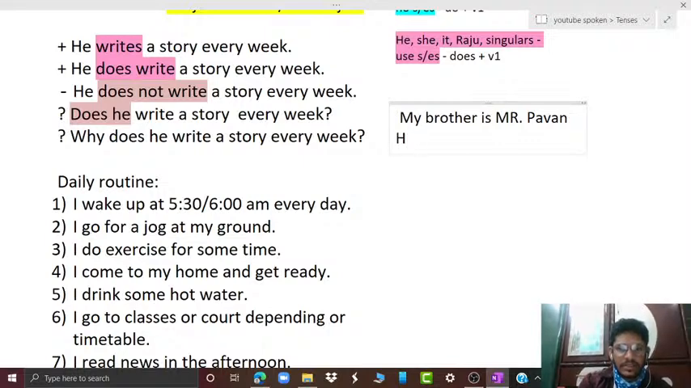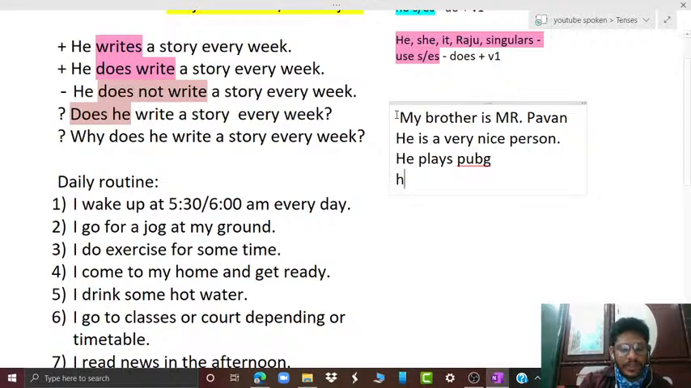He is a very nice person, and the fact is that both of us look very much similar. I and my brother look very similar. He plays PUBG. Next, he plays with me also.